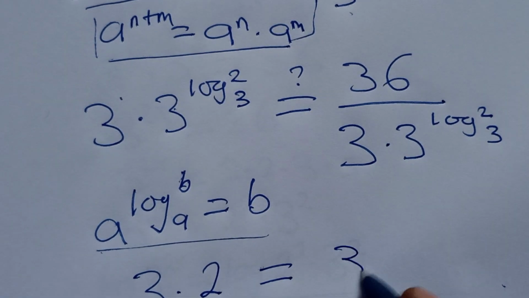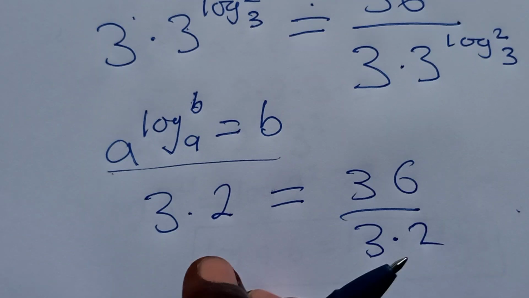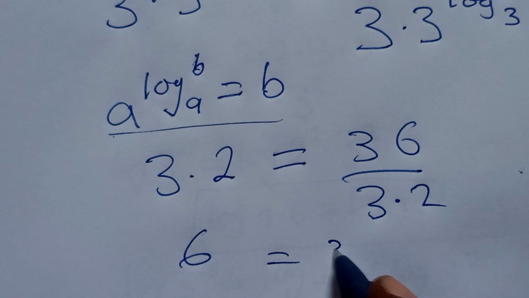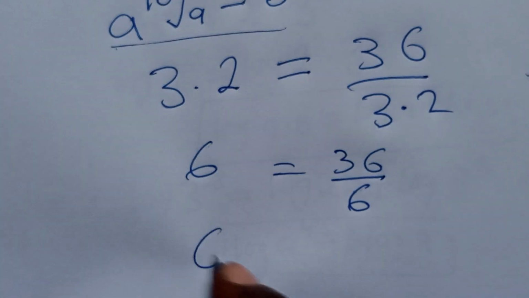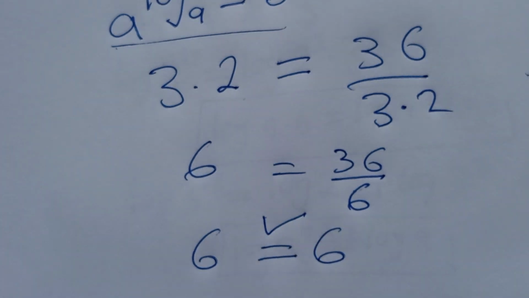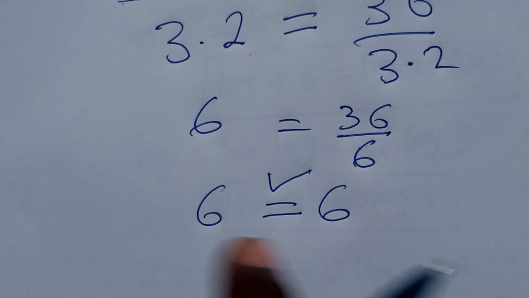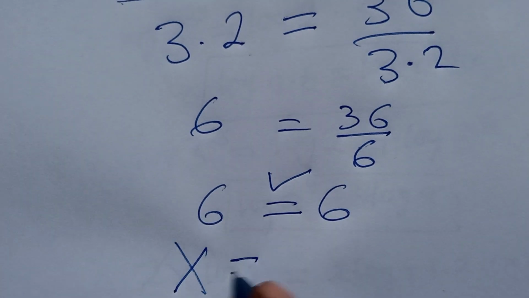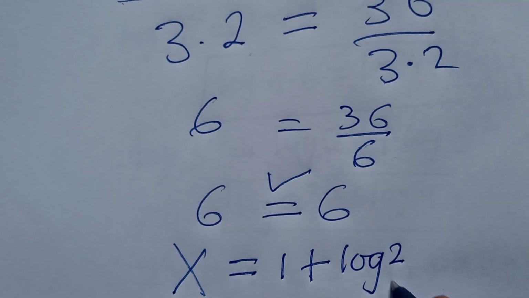Will that be equal to 36 divided by 3 times 2? This is 6 equal to 36 divided by 6, which is now 6 on the left hand side and 6 on the right hand side. So you can see after substituting it in the given equation, it satisfies that the left hand side equals the right hand side. Hence our x is equal to 1 plus log 2 base 3.